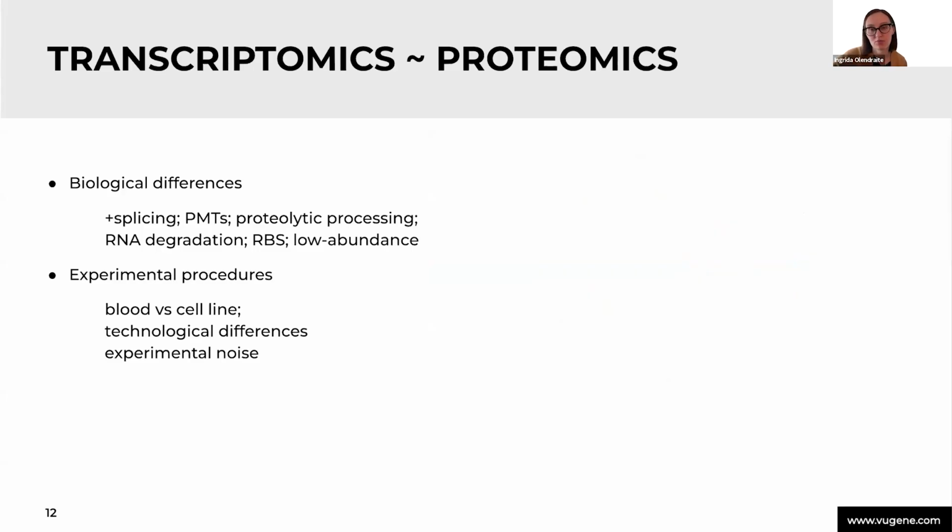There might be splicing. We can check that computationally. There might be post-translation modifications. Sorry for misspelling the letters. There might be some proteolytic processing, RNA degradation, ribosome binding sites, low abundance, some RNA structures which interfere with the translation, as well as experimental procedures. And in some of the projects we saw, you develop a cell line and do proteomics on that while you do RNA-seq on blood. So it's then very hard to compare. We could still do that, but we can try to work around this.